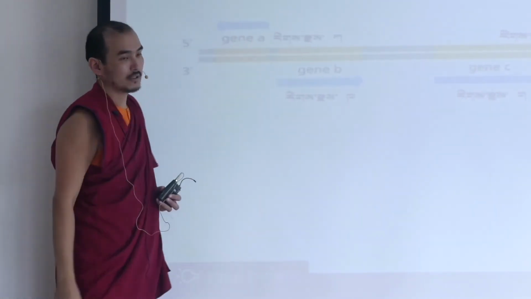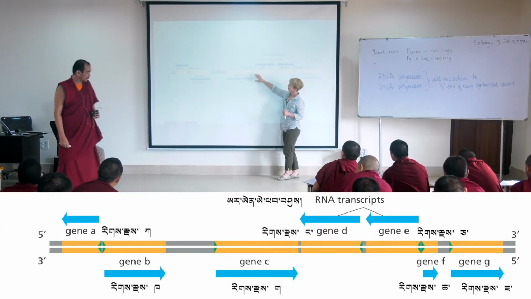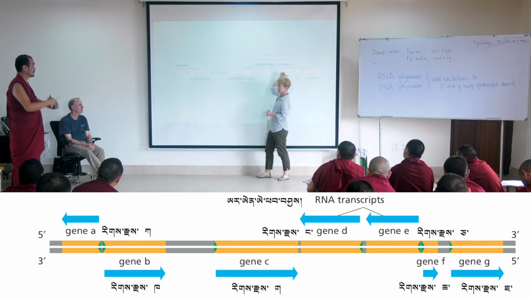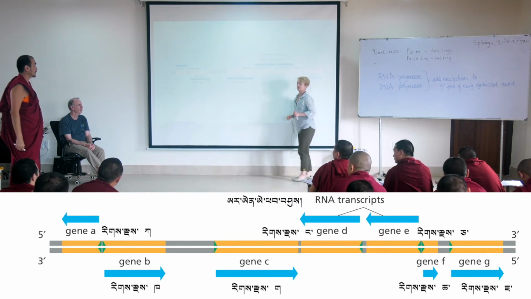So that's why all the genes that are being transcribed off this top strand, which runs 5' to 3', they all get transcribed 5' to 3'.